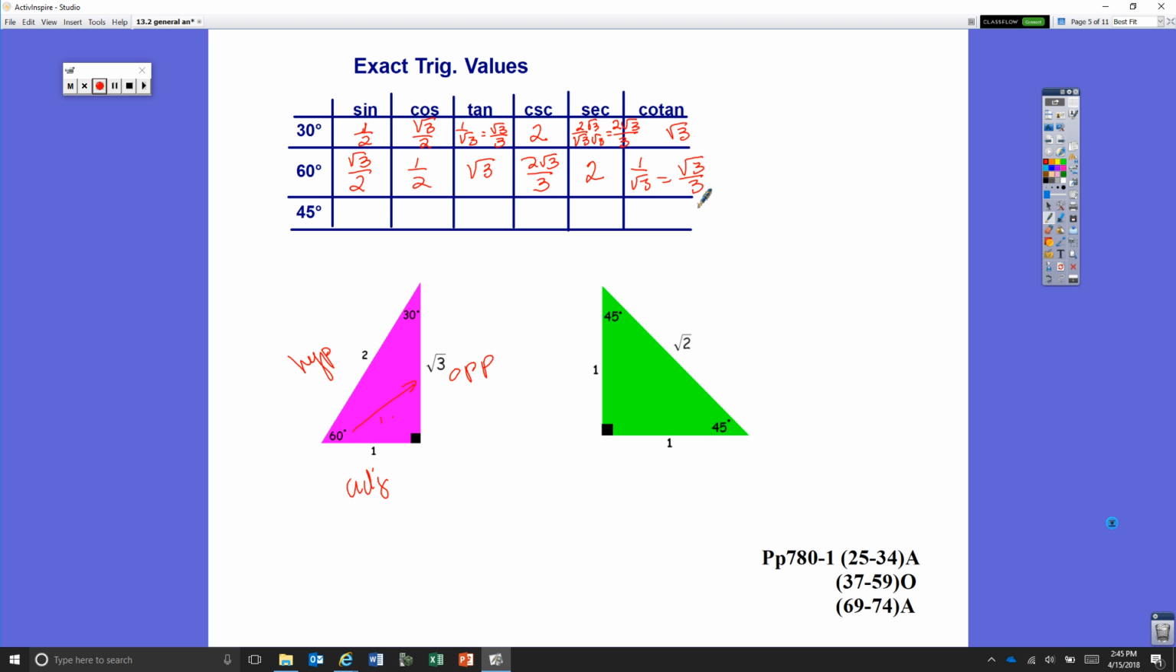45 degrees. Opposite, adjacent. Sine, opposite over hypotenuse, 1 over square root 2 will be square root 2 over 2. Its reciprocal, square root 2 over 1, is square root 2. Cosine, adjacent over hypotenuse, 1 over square root 2, again, square root 2 over 2. So secant is the reciprocal, square root 2. Tangent, 1 over 1, which is 1. The reciprocal of 1 is 1.